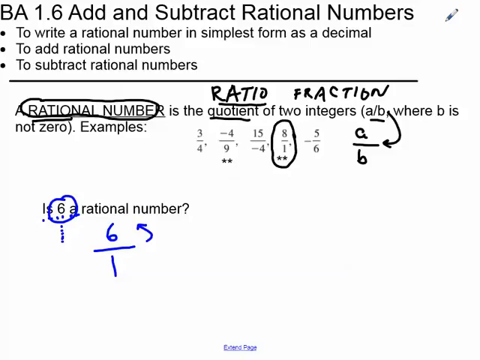Here we are, chapter 1.6, still talking about adding and subtracting rational numbers. We've written rational numbers in simplest form and as a decimal, and now we're going to talk about adding rational numbers.